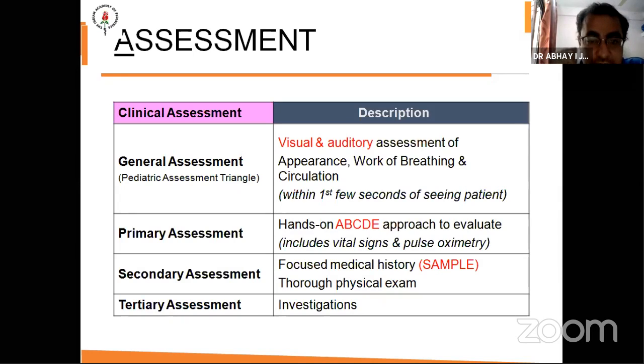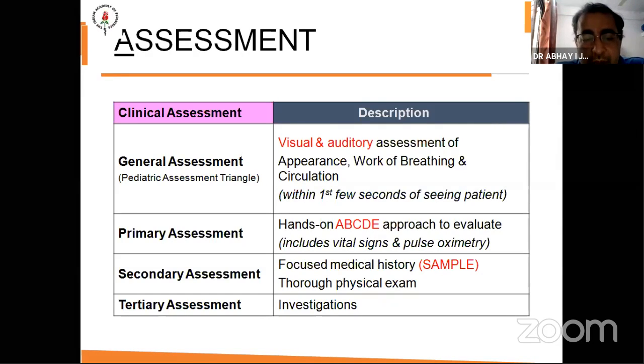How do we do that assessment? There are four things which we need. General assessment, which we do with the help of the PAT triangle, or pediatric assessment triangle. It takes hardly a few seconds, just on seeing the patient when the patient enters your room. The assessment of appearance, work of breathing, and a rough circulatory assessment will give you a general assessment of the patient to triage whether the patient is really sick, or can take some time, or is absolutely stable.